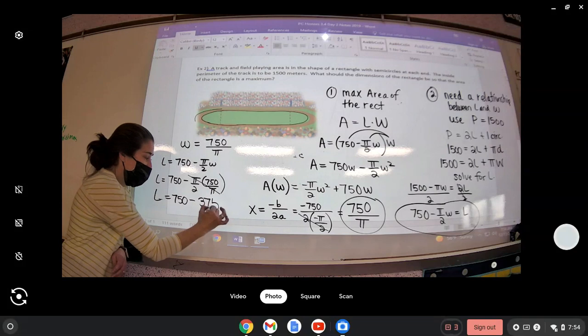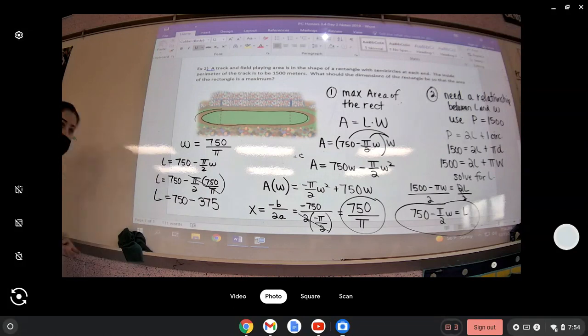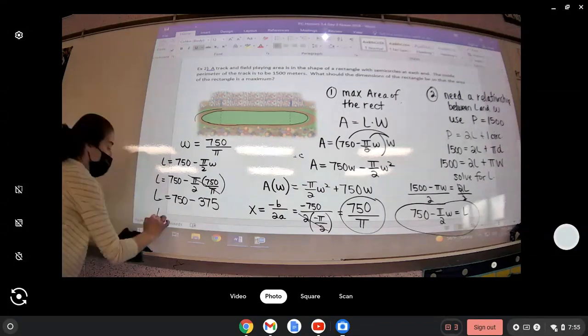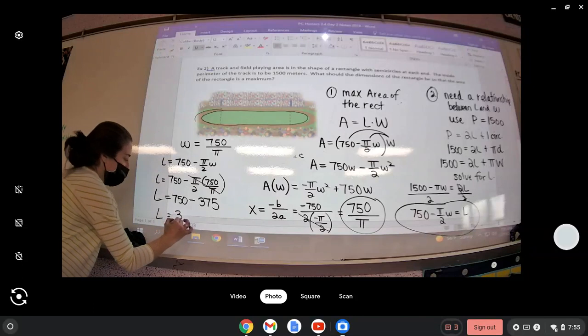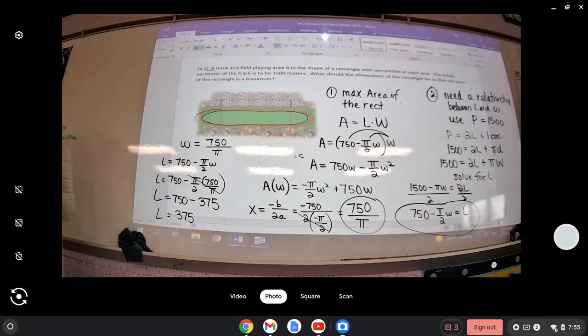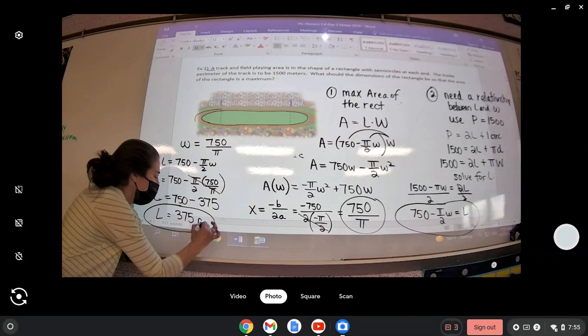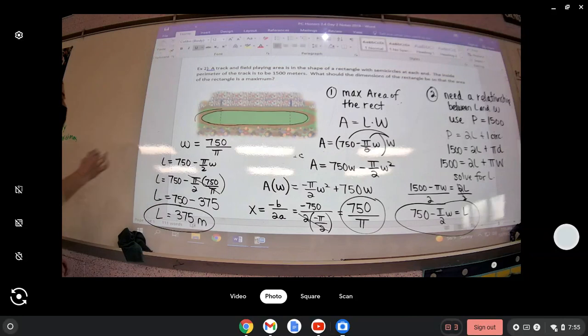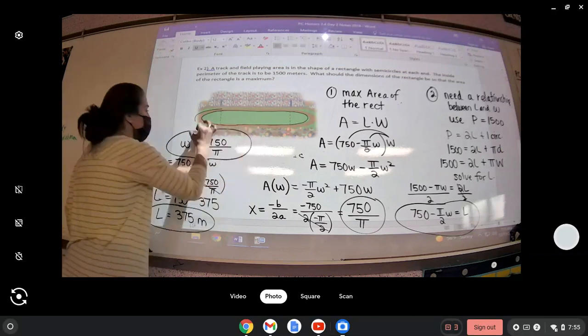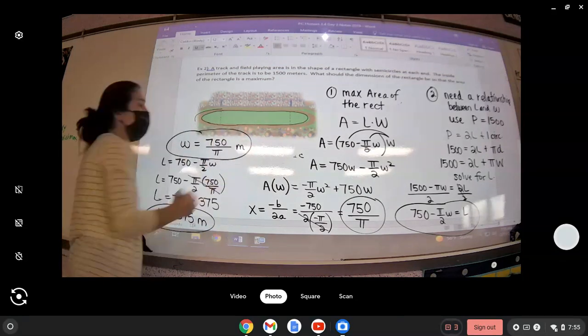I'm left with the length equaling 750 minus what's 750 divided by 2? 375. And now what's 750 minus 375? 375. So the most exact dimensions of this rectangle for us to maximize its area is when the length is equal to 375, we are in meters, and then when the width is 750 divided by pi meters.